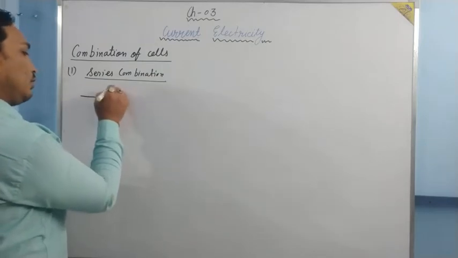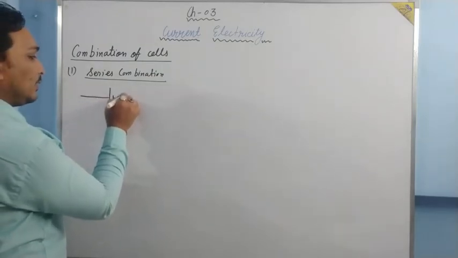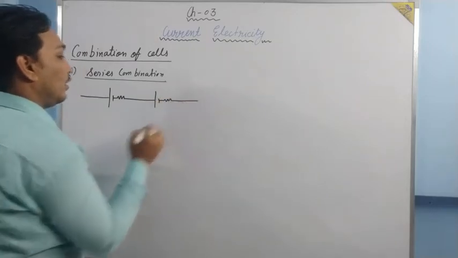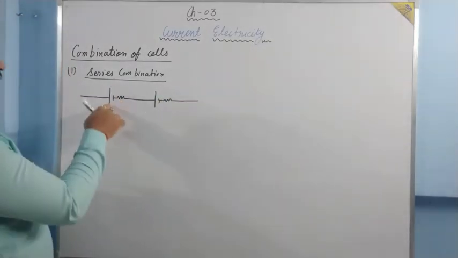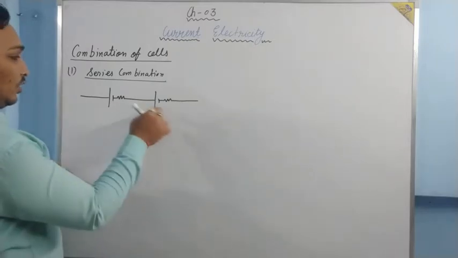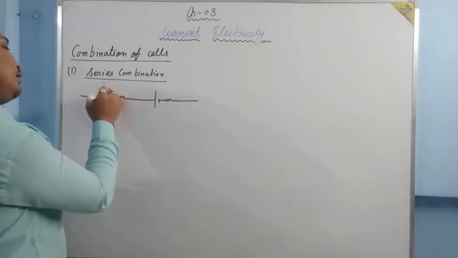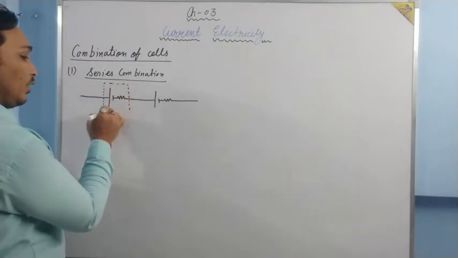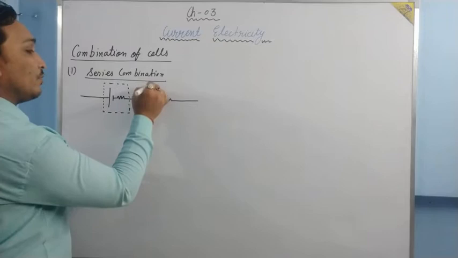Suppose there are 2 cells and they are connected like this. Okay, negative of one is connected to positive of other. So in this manner, if the cells are connected, then they are called to be connected in series combination.